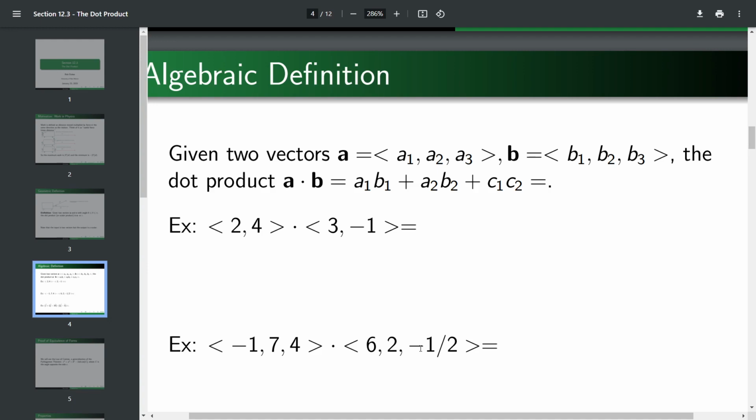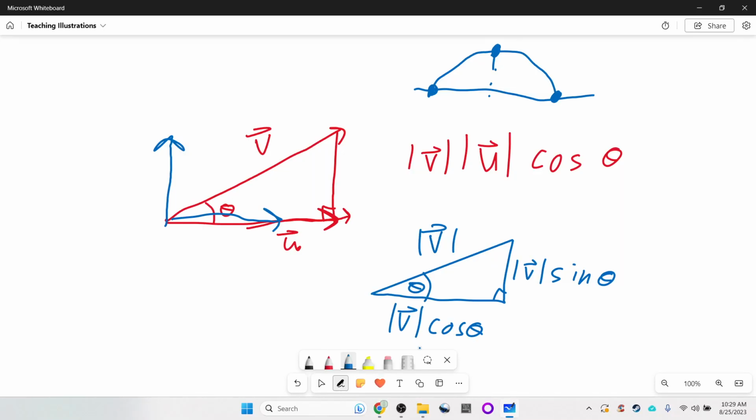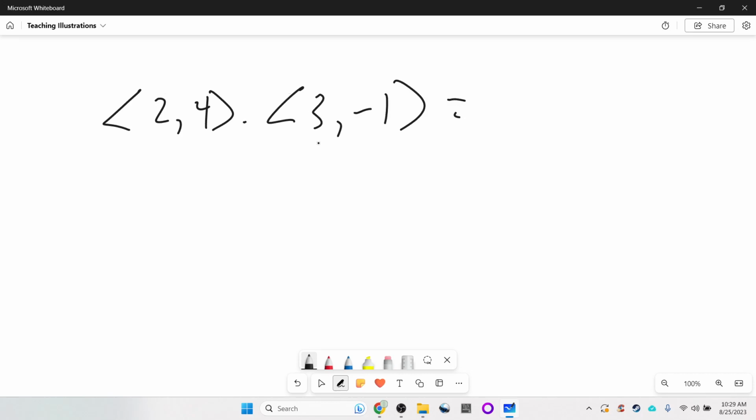So first example, <2, 4> dot <3, -1>. What do we get there? Well, 2 times 3 is 6, plus 4 times -1 is -4. So that gives me a dot product of 2. It's that simple.